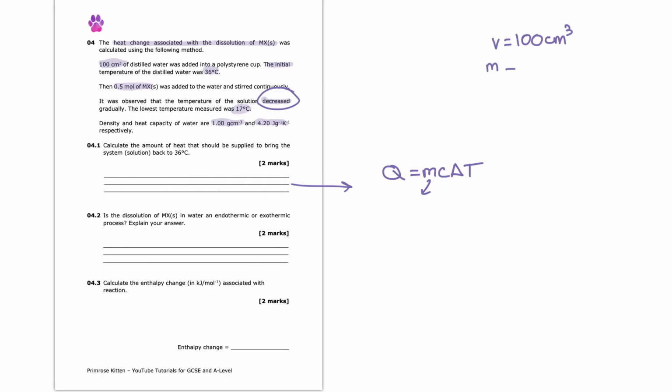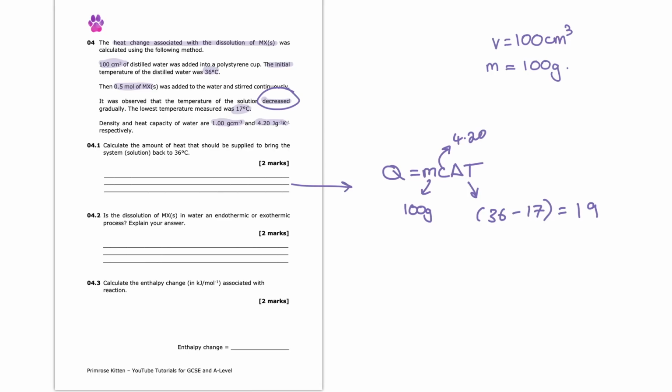So actually the mass of that water is going to be exactly the same, but in grams. Okay, so the mass of the water is 100 grams. C is the specific heat capacity, which we're told is 4.20. And the change in temperature, we need to think the temperature decreased down to 17 degrees C, and then it's gone back up to 36. So the change in temperature will be 36 minus 17, which gives us 19.